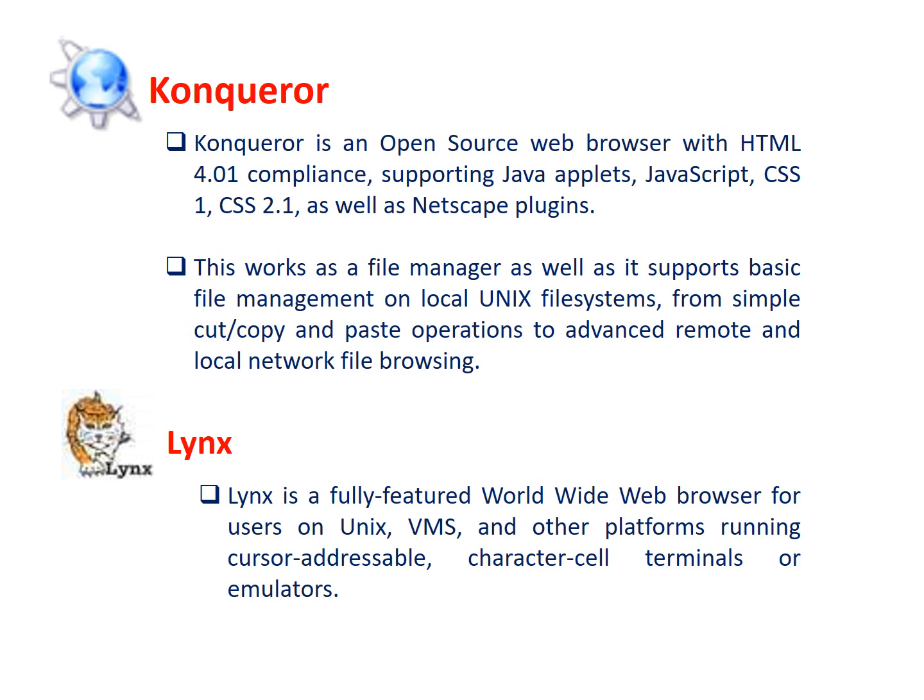Then another browser is known as Konqueror. It's an open source web browser with HTML 4.01 compliance. It supports Java applets, JavaScript, CSS1, CSS 2.1, as well as Netscape plugins. This Konqueror browser has been found to work as a file manager, and it supports basic file management on local Unix file systems, from simple cut, copy, and paste operations to advanced remote and local network file browsing.